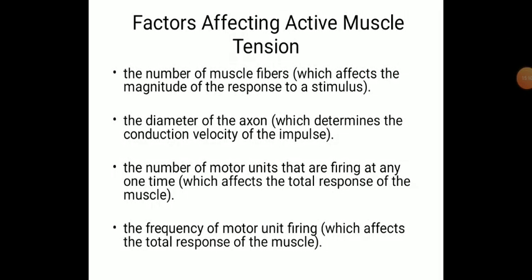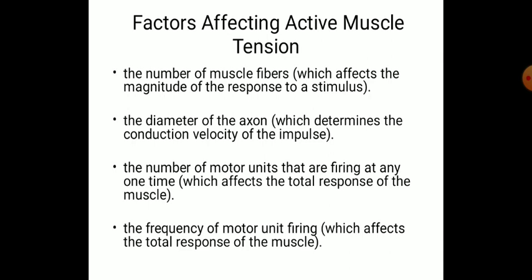What are the factors that can affect muscle tension? Muscle tension is nothing but the amount of force or contraction occurring in the muscle. The first one is the number of muscle fibers. If there is a high number of muscle fibers, then a higher amount of recruitment needs to happen. So that's one factor that can determine muscular tension.